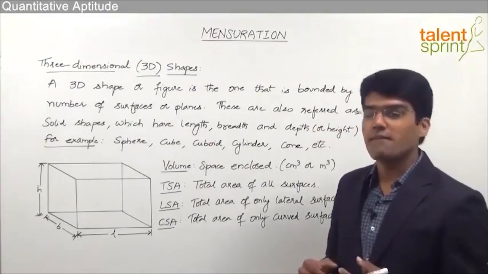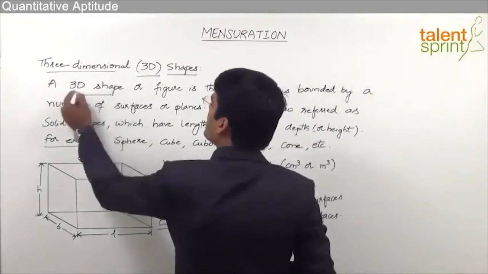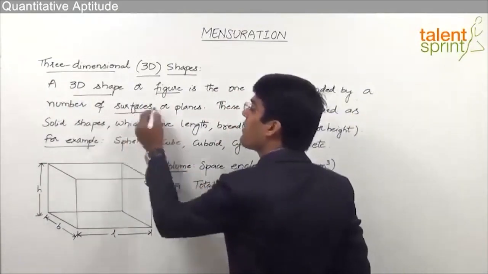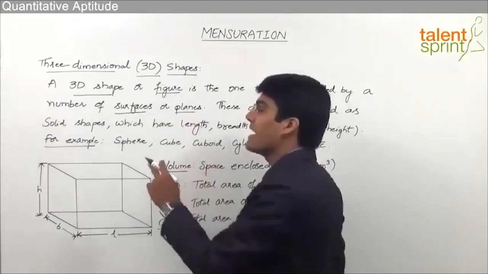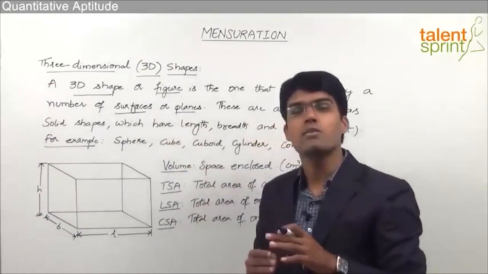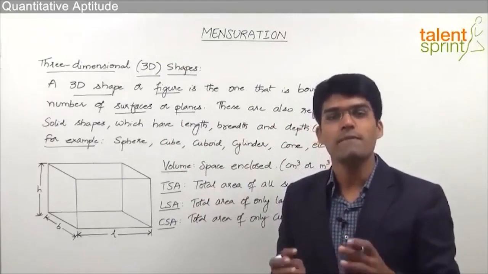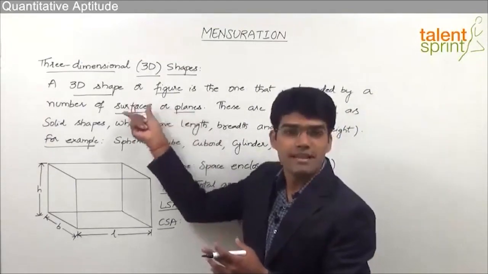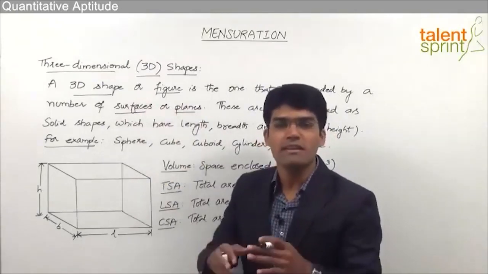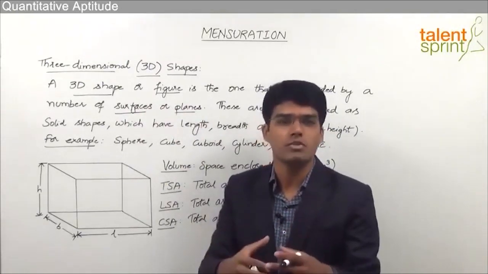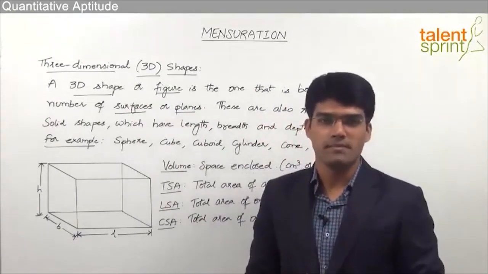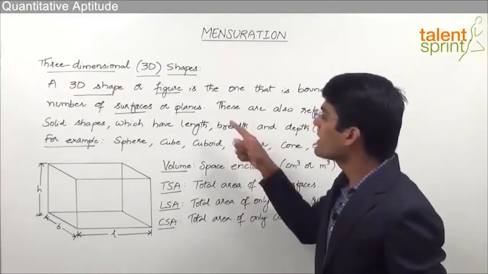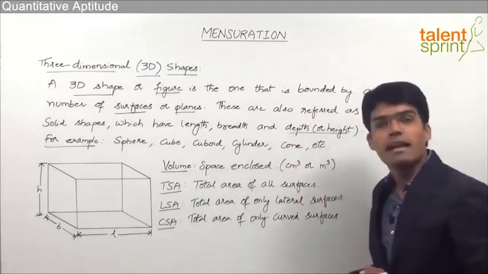So if you try to understand the definition, a three-dimensional shape or a three-dimensional figure is nothing but the one which is bounded by a number of surfaces or planes. Now a surface or a plane is nothing but a two-dimensional shape. So a 3D figure is made up of a number of two-dimensional shapes, that is surfaces or planes. Whenever different surfaces are combined together, we get a three-dimensional shape. And these are also called solid shapes which have got length, breadth and depth or height.